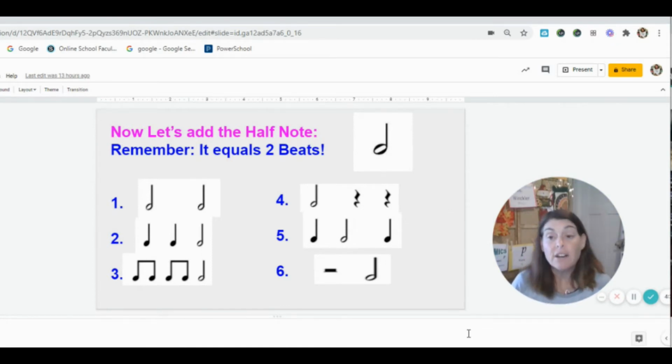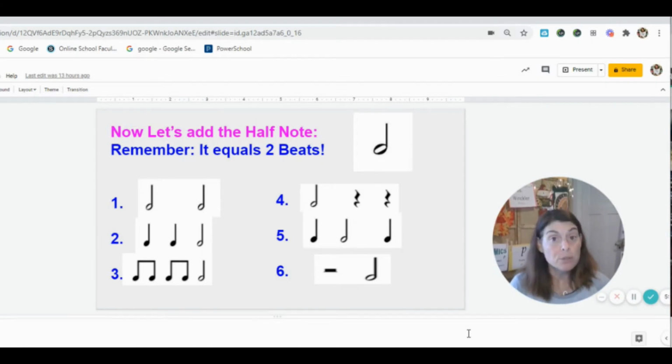And then you would count it 1-2, 3-4, just like that. And then number 2, we would say ta, ta, ta. And we would count that 1, 2, 3-4. Number 3, we would say ti, ti, ti, ti, ta. And we would count that 1 and 2 and 3-4.